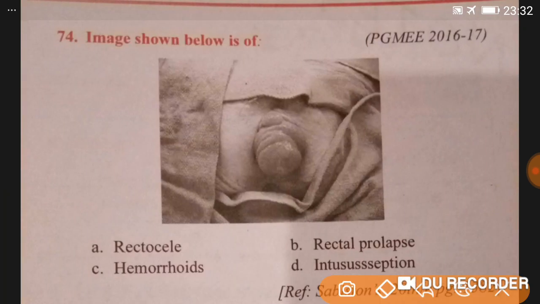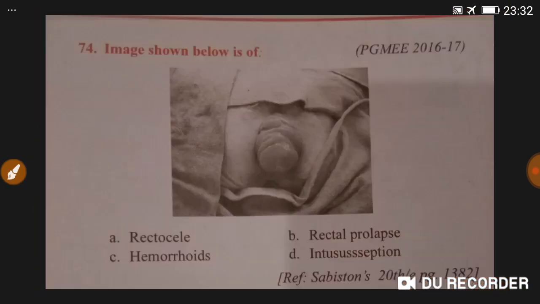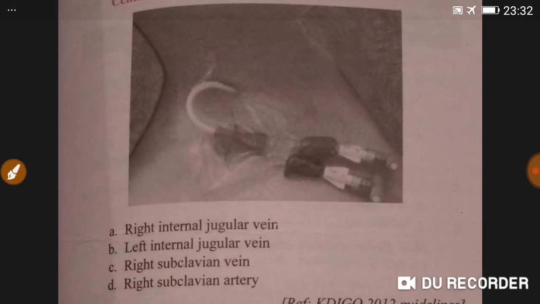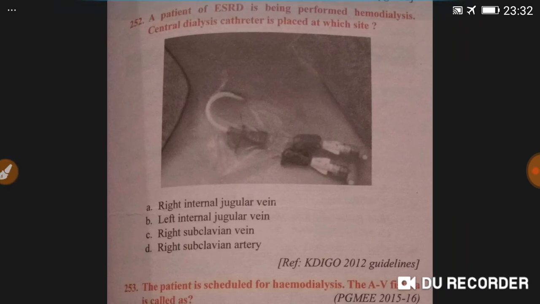Image shown below is of rectal prolapse. It's a rectal prolapse image. Patient with ESRD, end stage renal disease, is being performed hemodialysis. Central dialysis catheter is placed at which site? This is the neck and this site is right. So right internal jugular vein. This is right internal jugular vein.